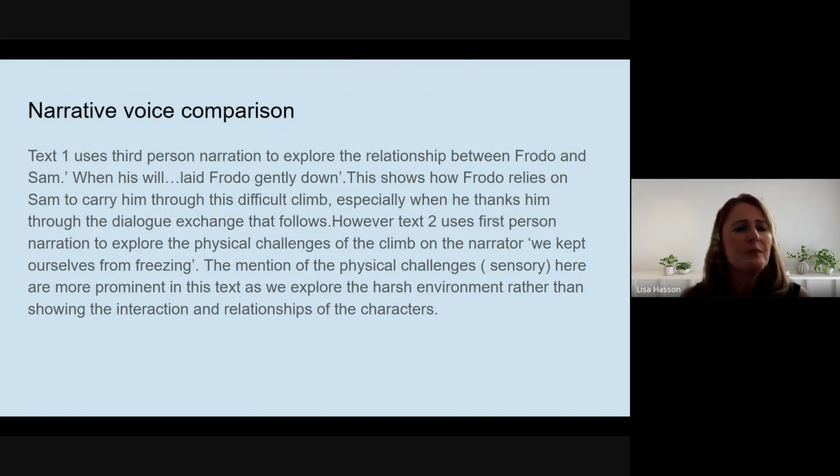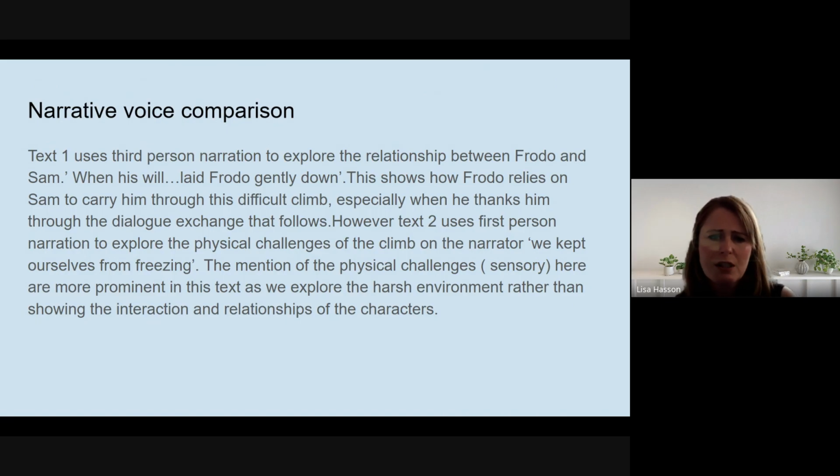I've done a little comparison here for narrative voice as well, just to emphasize my suggestion that I made earlier. So text 1 uses third-person narration to explore the relationship between Frodo and Sam, "when his will laid Frodo gently down." This shows how Frodo relies on Sam to carry him through this difficult climb, especially when he thanks him through the dialogue exchange that follows.